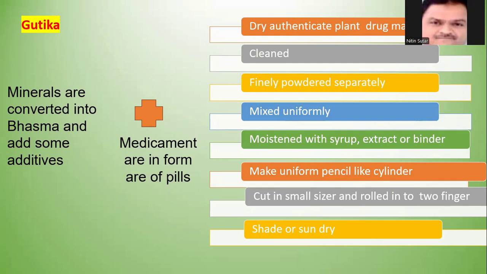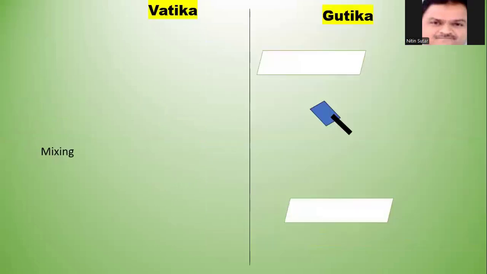Okay, once the pencil-like structure is there, you cut it into smaller sizes, then roll them into a finger and dry. In this way, you get small pill-like structures, that is nothing but your Gutika. Okay, now let's see by diagrammatic presentation. So here on the left side there is a Vatika and on the right side there is a Gutika.